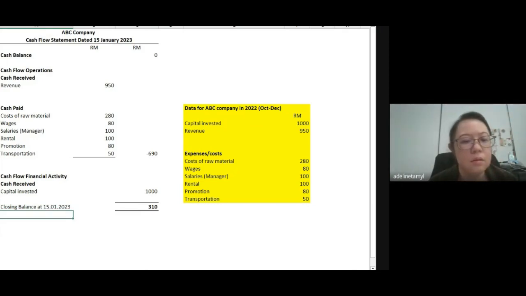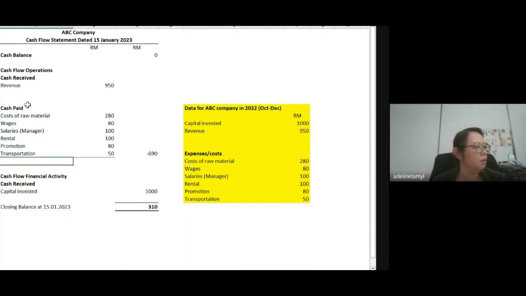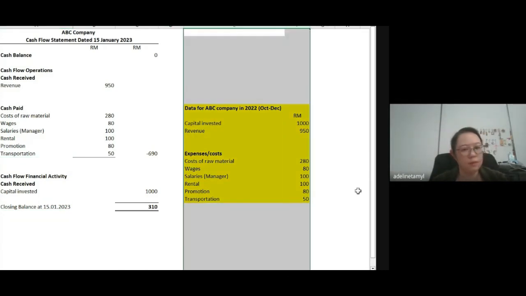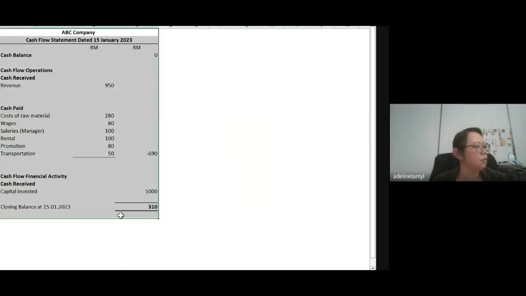Okay, all right. So, any question here? Basically, this template already makes it very easy for you to fill in. You just fill in whatever information that is relevant. If you don't have that, you just delete it. If you have more expenses, you can just add in here. You have more expenses other than this, just add in here the cash paid. So after that, delete the data. Just print out this and show in your final report.